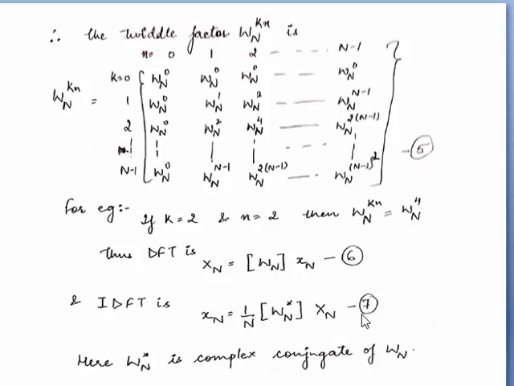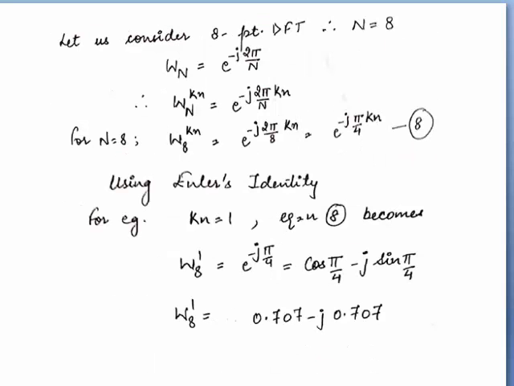Equation number 7. Here twiddle factor conjugate is the complex conjugate of twiddle factor WN. Now let us consider 8-point DFT, that means N is equal to 8. Now we know the formula of twiddle factor: twiddle factor WN is equal to e raised to power minus j 2 pi by capital N.